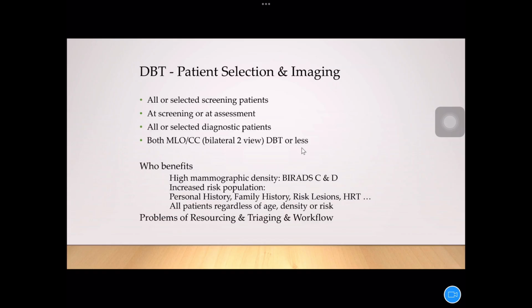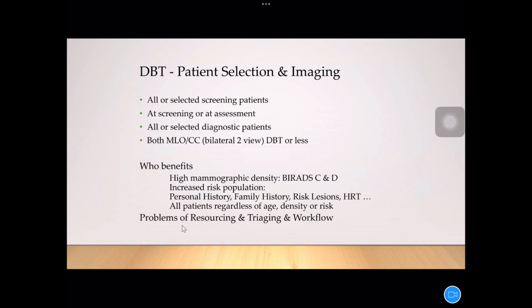And so all of these questions have been addressed in various studies, which we'll discuss. So who benefits? Are we going to do it just for patients who've got increased risk, such as high mammographic density, the BI-RADS C and D, or are we going to do it for increased risk populations, such as people who've got a family history, or people who've previously had the disease, or people who've been on hormone replacement therapy for a considerable period of time? Or are we just going to say we'll do it for all patients, regardless of their age, density, or risk? And these are all questions we need to answer before we embark upon using DBT.